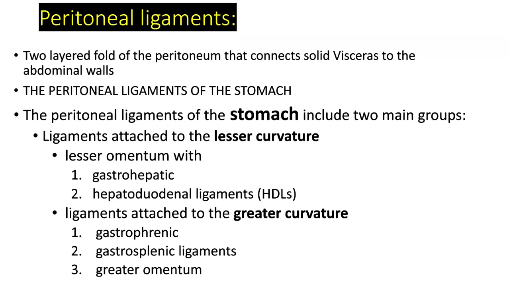The peritoneal ligaments of the stomach include two main groups. Number one, ligaments which are attached to the lesser curvature, and the other one is the ligaments that are attached to the greater curvature. The ligaments of the lesser curvature are in the lesser omentum, which has the hepatoduodenal ligament, also called HDL, and the second one is the greater curvature. The ligaments of the greater curvature are the gastrosplenic ligament and the gastroomentum ligament.